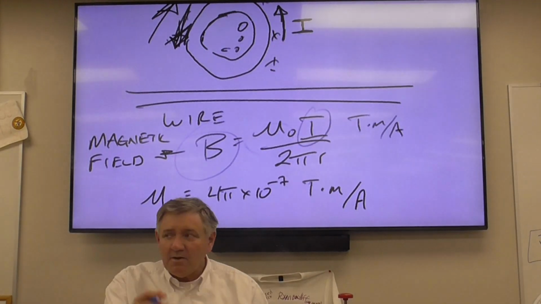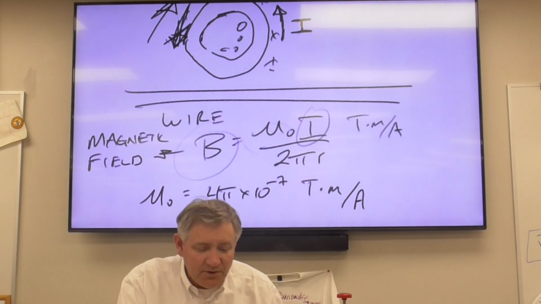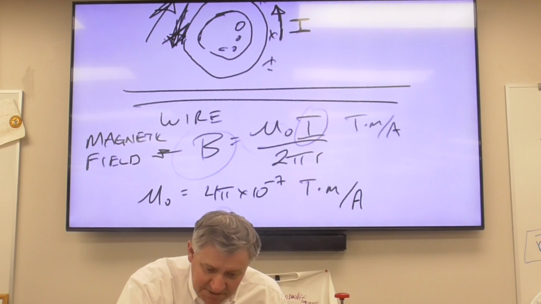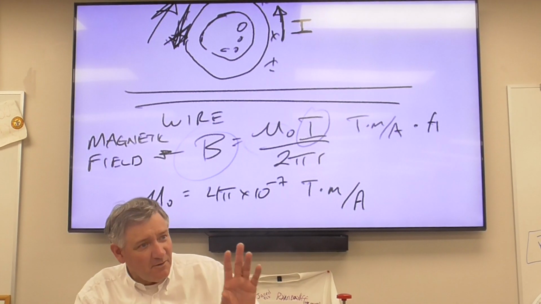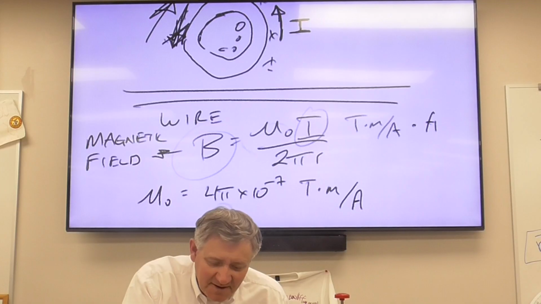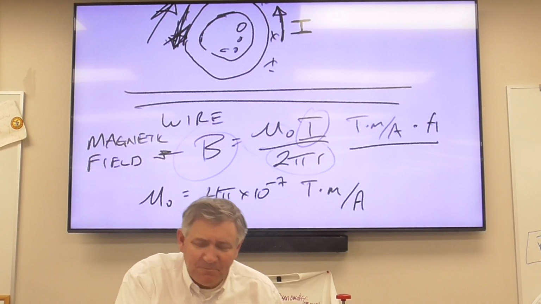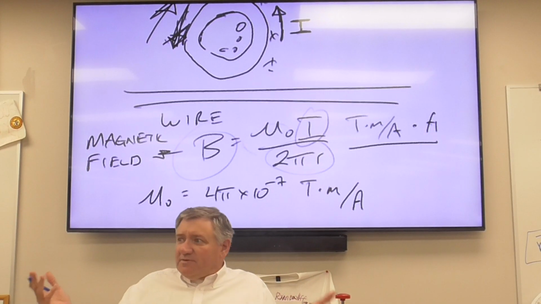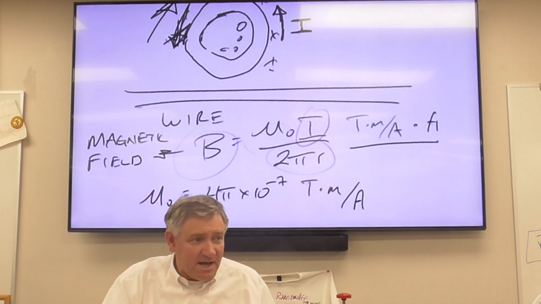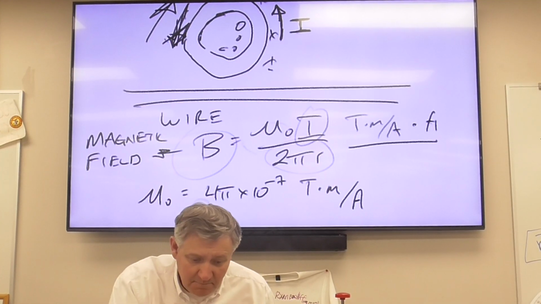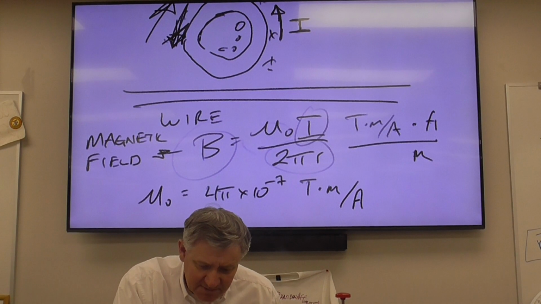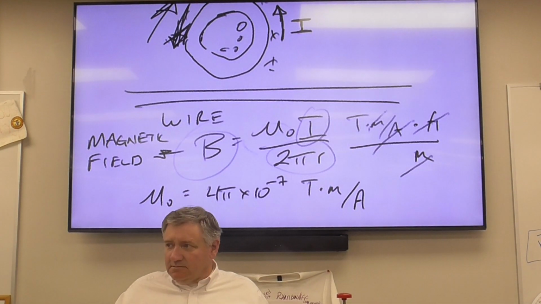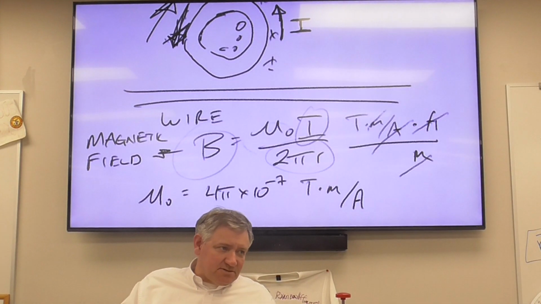Now, that's a fixed value. You're going to multiply that by current, which is in amps. Now, you have 2 pi r. That's just the circumference, how far you are from the wire, measured in meters. So the meters cancel out, the amps cancel out. The only thing you have left is Teslas, and that's what magnetic field is measured in.